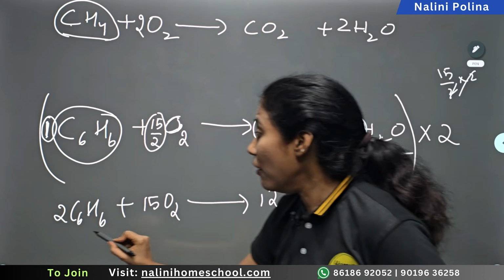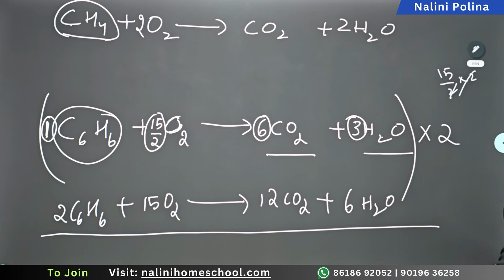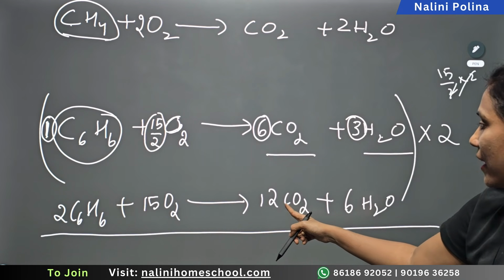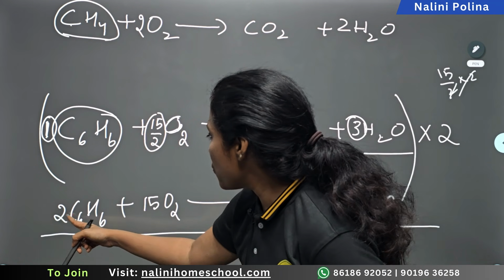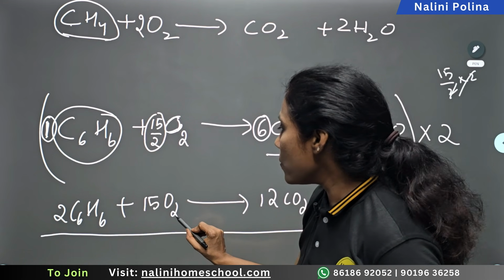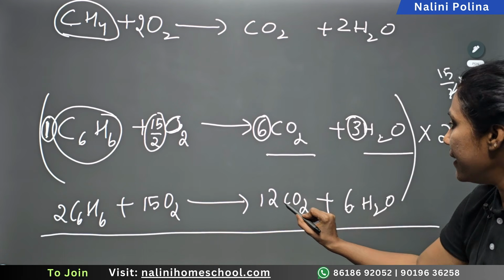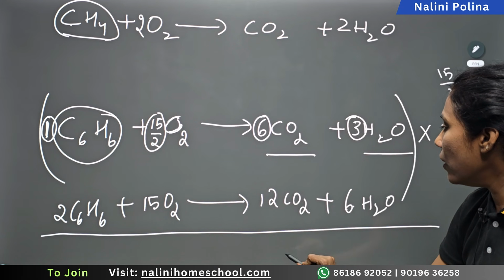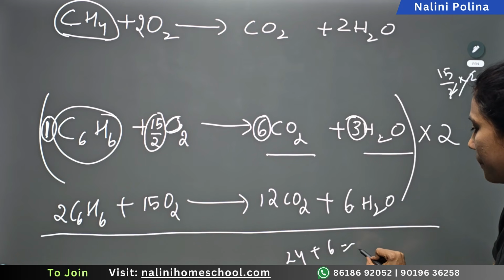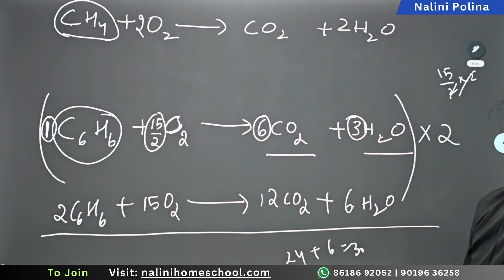That's it. So now you see this equation is in balanced mode. 2 6s are 12 carbon, 12 carbon. Hydrogens, 2 6s are 12 hydrogens, 6 2s are 12 hydrogens. Now oxygen, 15 2s are 30 oxygens, and here 12 into 2, 24, so 24 plus 6, 30. So all elements are balanced.